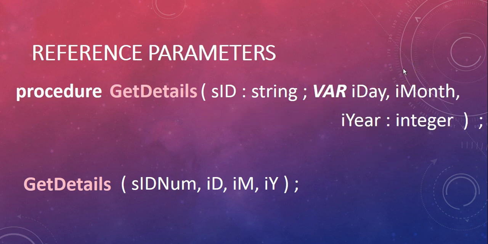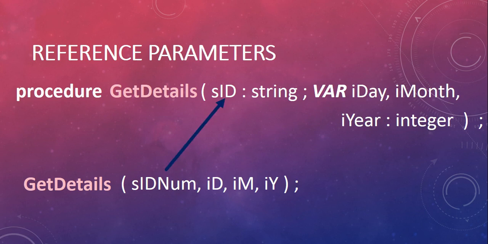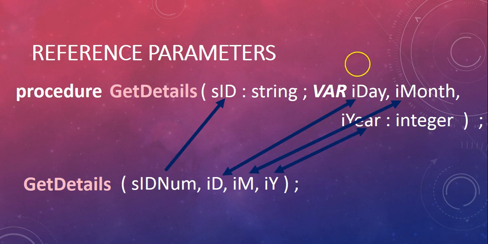If we do that, it looks something like that. There's the word VAR in front of our declaration of the three variables. What happens then is when we send the value for SID num, it gets sent to SID. But when we send RD to RD, it gets a reference parameter. In other words, the value that goes to RD, if it changes inside the procedure, the new value for RD will now be reflected in RD. And the same will occur for R month and R year.